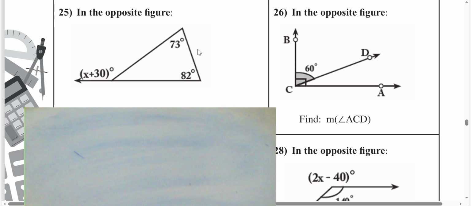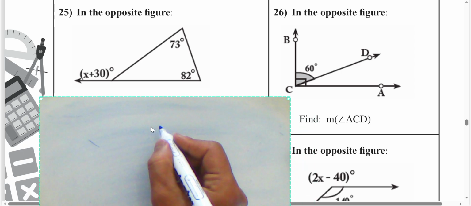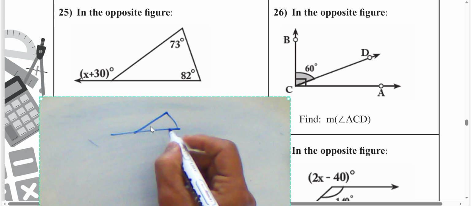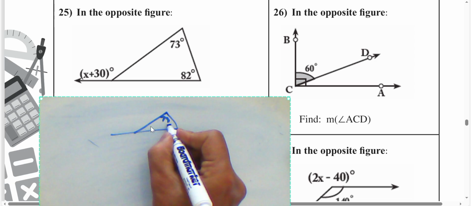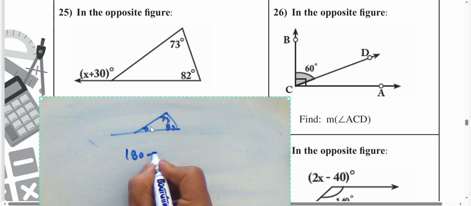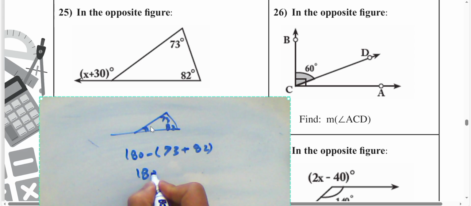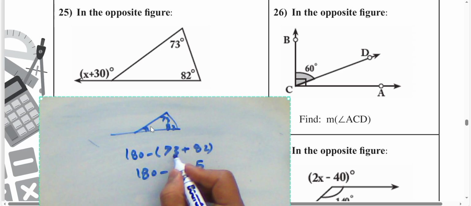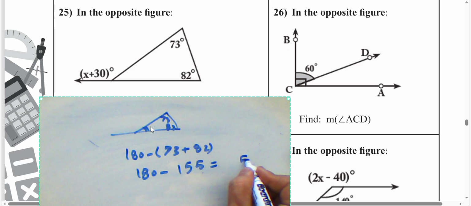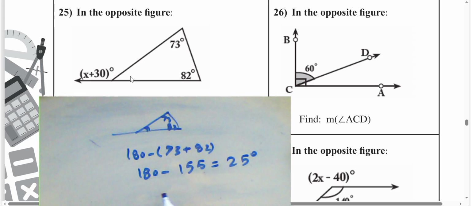Next question number 25. In the opposite figure, he wants to find the value of x here. First step, we have a triangle. This angle was 73 and here 82. We can find the measure of this angle first. 180 subtracted by 73 plus 82. 73 plus 82 is 155, and 180 minus 155 is 25 degrees. This angle will be 25. Then x plus 30 plus 25 equals 180.